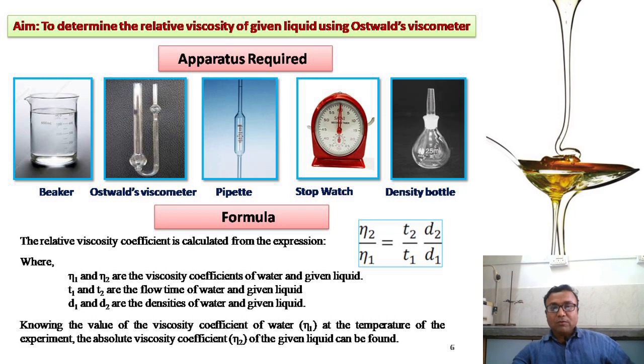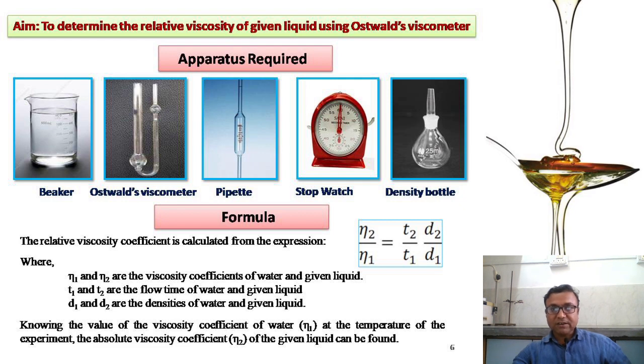This is the formula which is used for the determination of viscosity. We are not going to discuss how to derive this formula, because we are performing the practical. In theory, we already discussed in detail how to derive this formula. The relative viscosity coefficient is calculated by using this expression, eta 2 divided by eta 1, which is equal to T2 by T1 times D2 by D1.